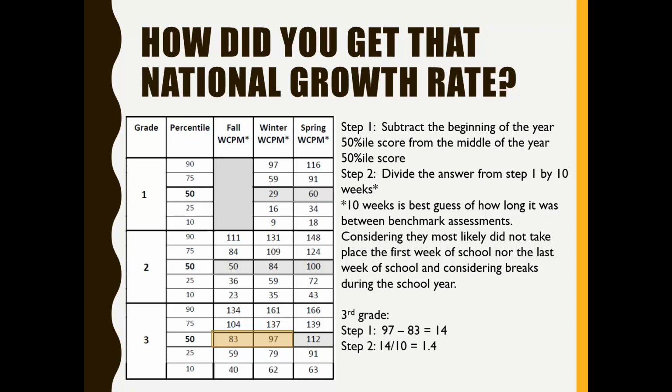Oh, and then here's the calculation as well. So step 1, 97 minus 83 is equal to 14. Step 2, we're going to divide that 14 by 10, and we end up with 1.4 new words correct per week.